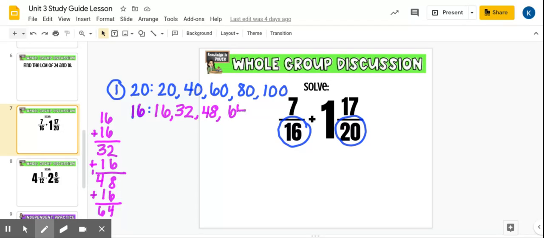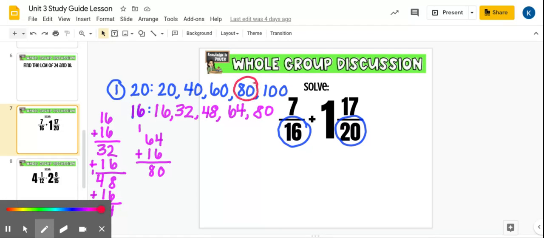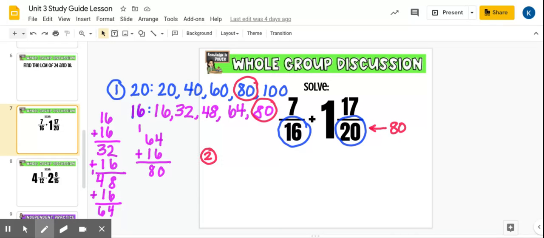64. 80, and there it is. There's my LCM. So I can stop finding my multiples, and I know that my common denominator is going to have to be 80. So this number right here is going to be 80 on both of them. So step 2 is going to be finding equivalent fractions using our giant 1 and the common denominator we just found.